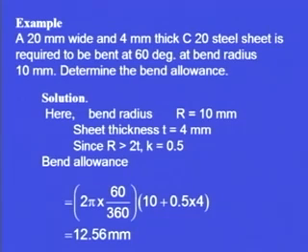So, in this problem we see what is given: the bend radius is 10 millimeter, capital R, and the sheet thickness, small t, is 4 millimeter.